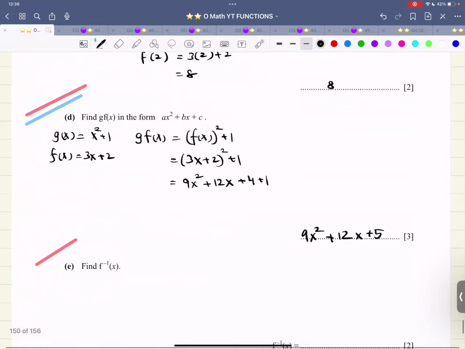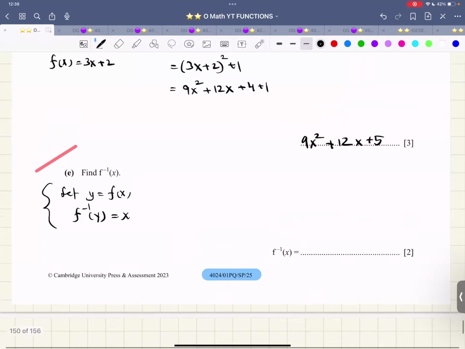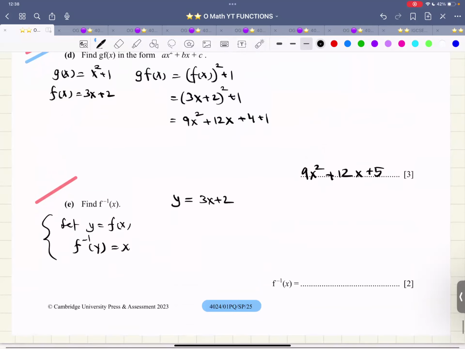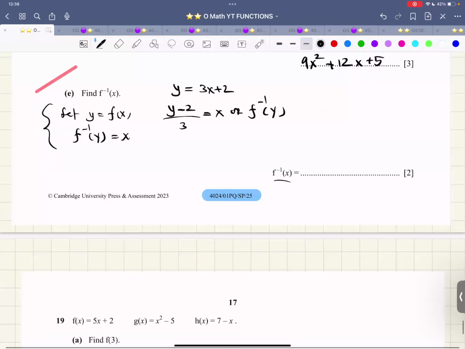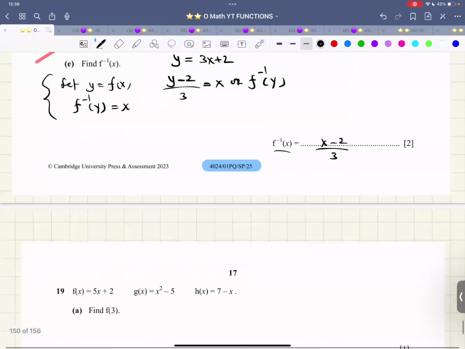3 marks for this. Find f inverse x, something very traditional. Let y equal f(x). Therefore, f inverse y equals x. Yes, you should write it down. Therefore, y equals f(x), which is 3x plus 2. (y minus 2) over 3 is x. x is f inverse y. Therefore, writing in terms of x, that is (x minus 2) over 3. So that is how this particular question is done and dusted.